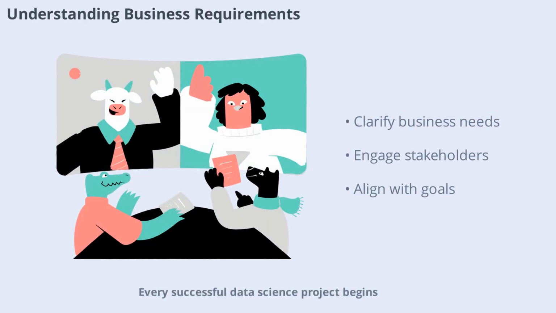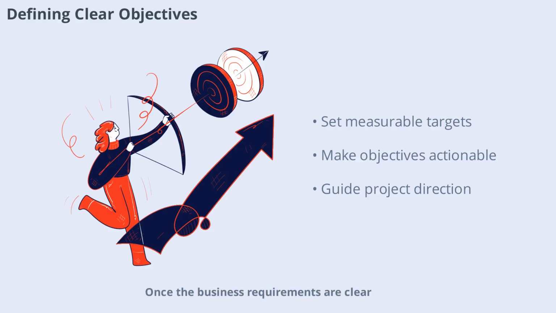Every successful data science project begins with a deep understanding of business requirements. This means engaging with stakeholders to clarify what problems need solving and what outcomes are expected. It's not just about the data or the algorithms, it's about aligning the project with real business goals. By asking the right questions and listening carefully, data scientists can ensure their work delivers true value. This foundational step sets the direction for the entire project, making sure that efforts are focused and relevant from the very start.